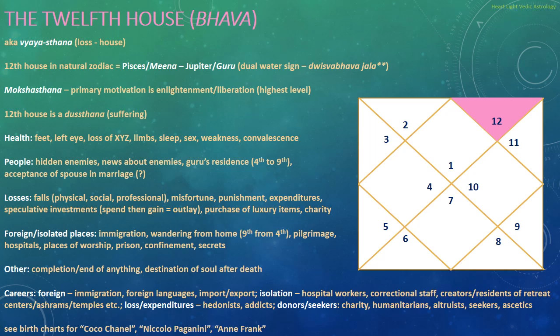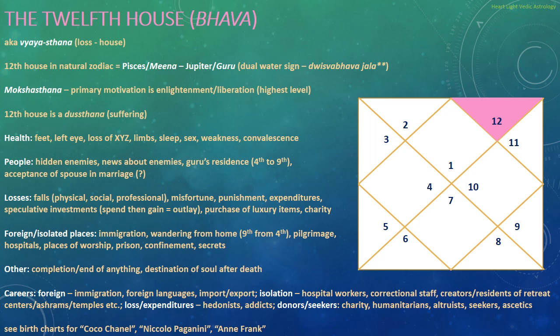All right, so regarding people, the 12th house can be related to hidden enemies. It's a reflection of the sixth house of overt enemies. Also, potentially, there can be news about enemies.